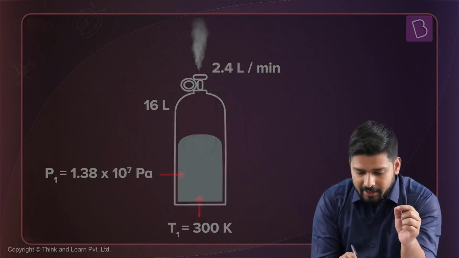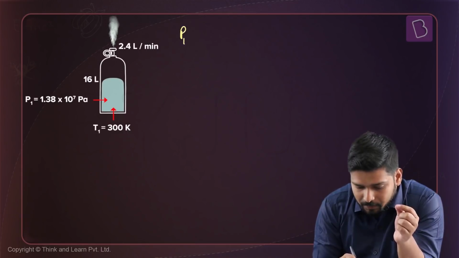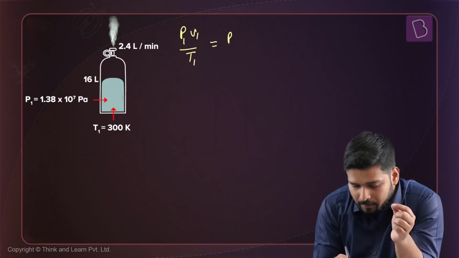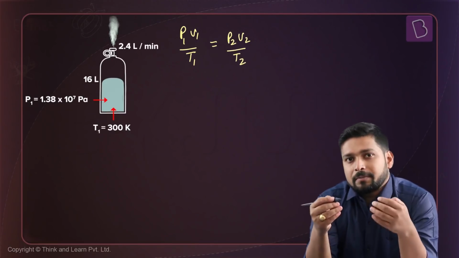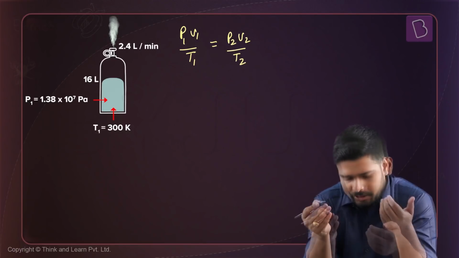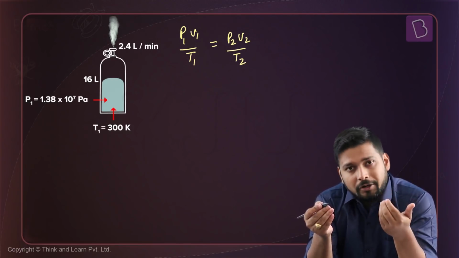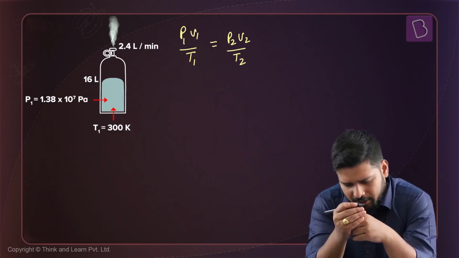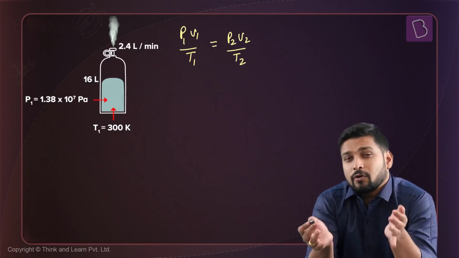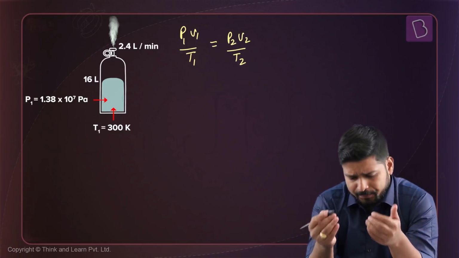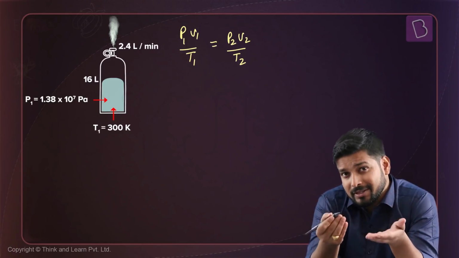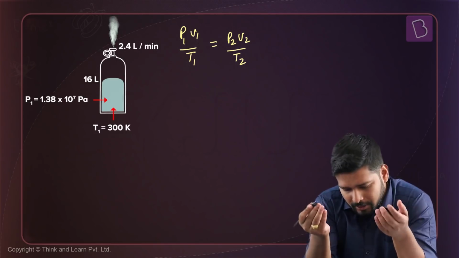So if I apply that, I can write the initial condition P1 V1 upon T1 equals to, let us say, P2 V2 upon T2, right? So P1 is the pressure in the initial condition, which is given to us as 1.38 into 10 to the power 7 pascals, okay? The volume we have to consider as the volume of the cylinder because the entire gas is inside the cylinder, and T1, the temperature is given to us as 300 Kelvin, that's the normal temperature, right?